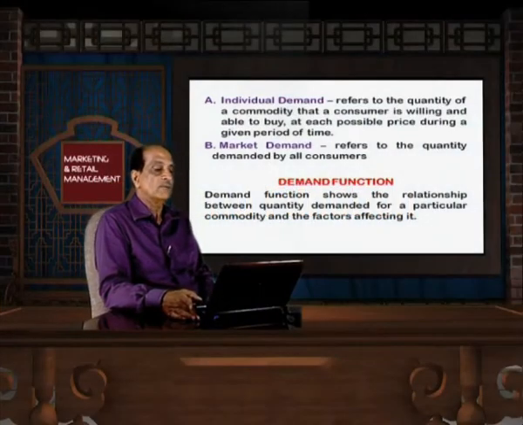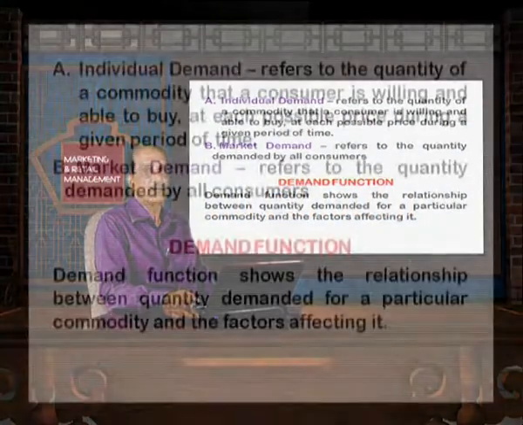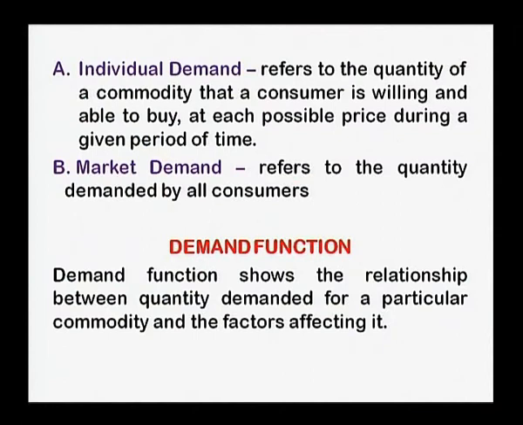Now, there are two types of demand: individual demand and market demand. Individual demand refers to the quantity of a commodity that a consumer is willing and able to buy at each possible price during a given period of time. Or we can say that, so far as individual demand is concerned, this is the reaction of a particular consumer in relation to price and in relation to the period given. But at the same time, the person must possess adequate resources for satisfaction of a particular want.